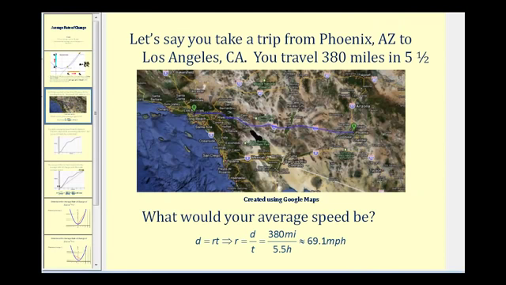To get a better feel for average rate of change, let's say you take a trip from Phoenix, Arizona to Los Angeles, California. And let's say you travel the 380-mile trip in 5.5 hours. We know from algebra that the distance is equal to rate times time. So if we solve this equation for r, or rate, we would have the rate is equal to distance divided by time. And this represents an average rate. So if we take the distance and divide by the time, our average speed, or average rate of change on this trip would be approximately 69 miles per hour.